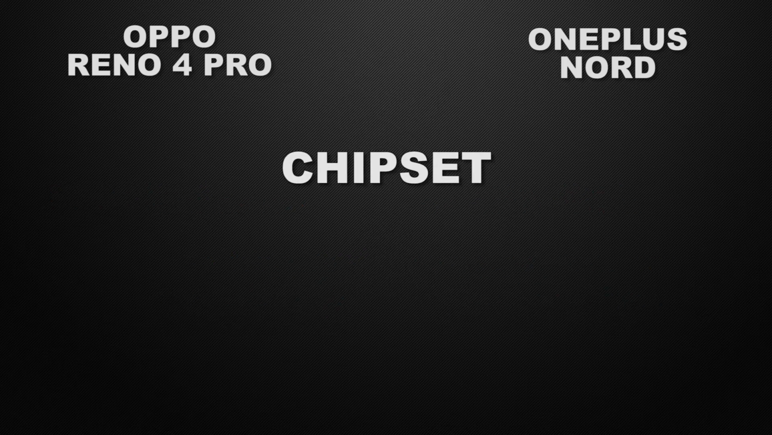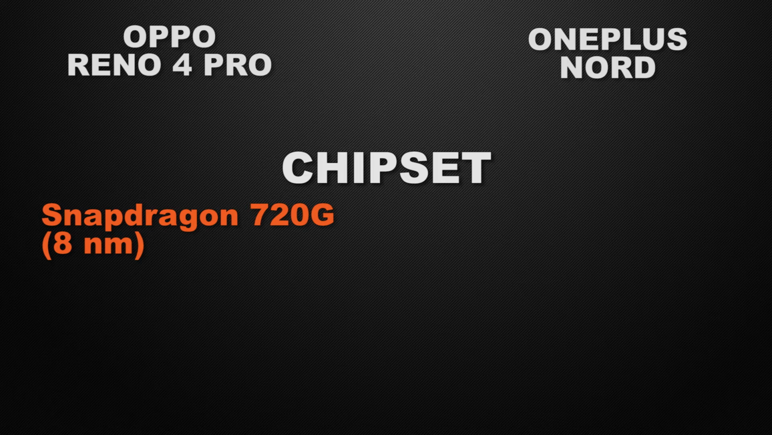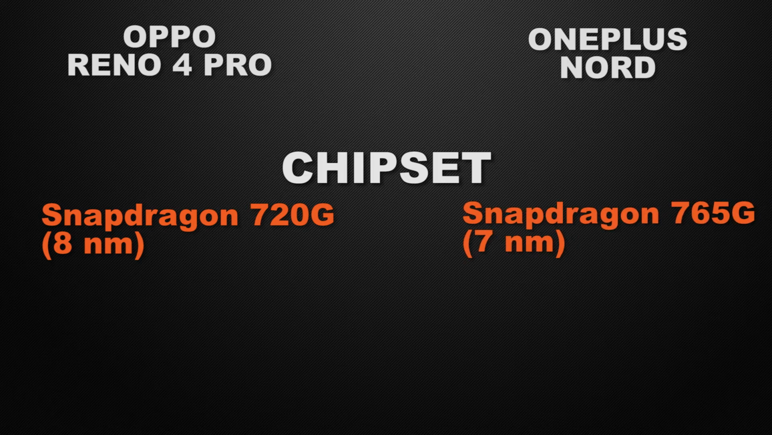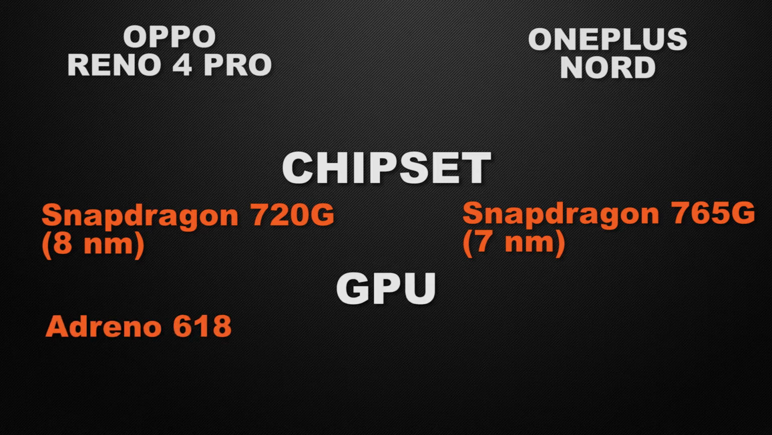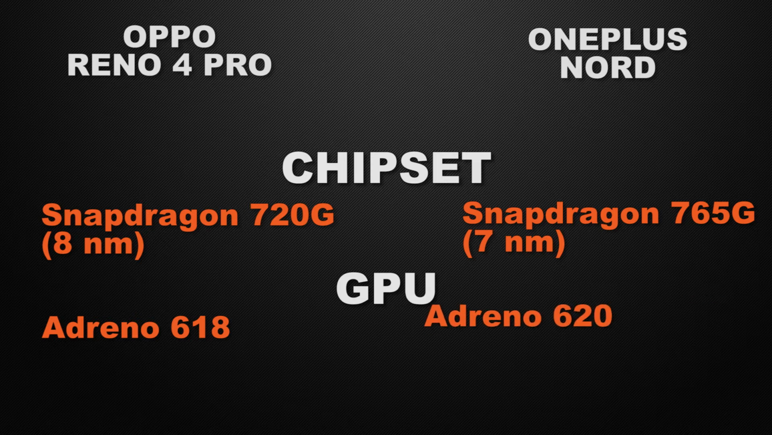Let's talk about the processor in the devices. Reno 4 Pro is powered by Snapdragon 720G and Nord has the Snapdragon 765G processor. So the winner here is Nord because it has 5% faster processing power. And about the GPU of the devices, Reno 4 Pro has Adreno 618 and Nord has Adreno 620. So the winner here is OnePlus Nord because it will give you more FPS in games.